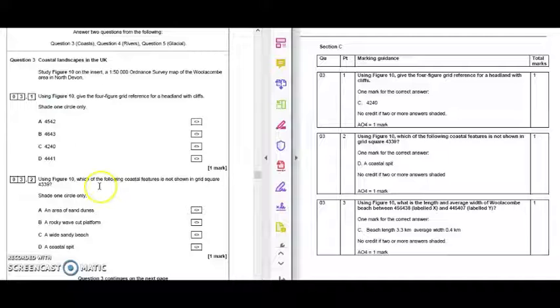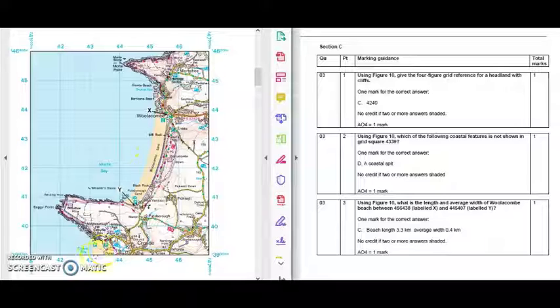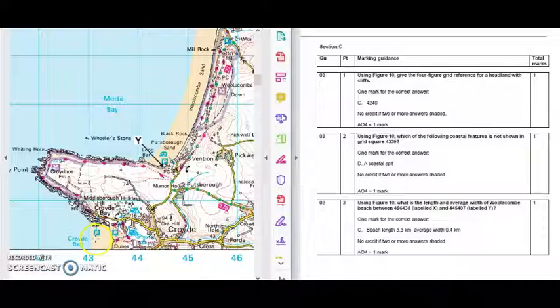Question 3.2. Using figure 10, which of the following coastal features is not shown in grid square 4339? So 4339 is this one here. So if I can zoom in a little bit, this bit here. So the answer is there is everything apart from a coastal spit. So we've got the beach, but there is no spit there.